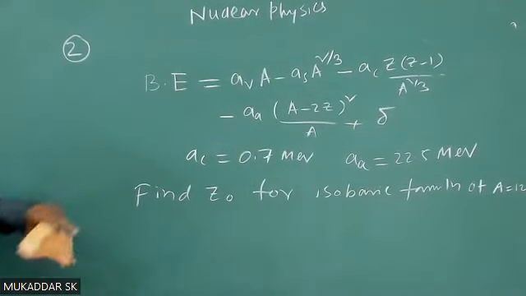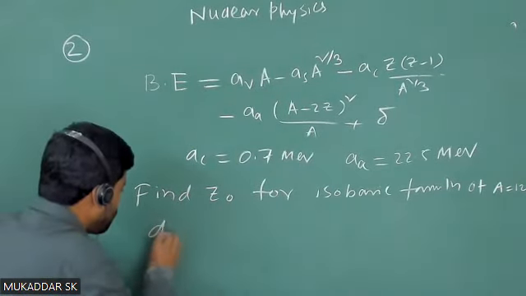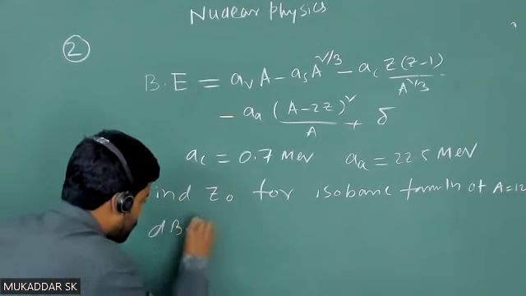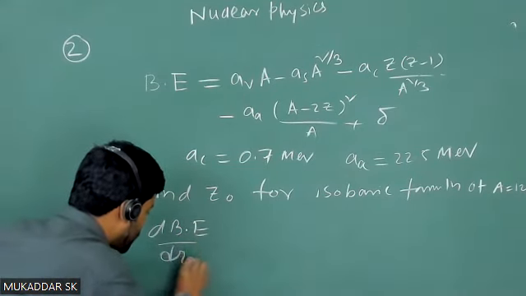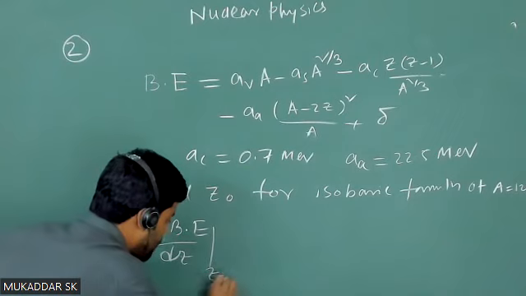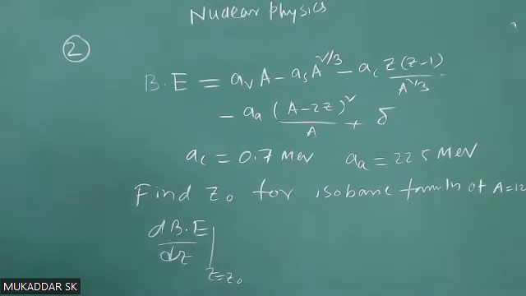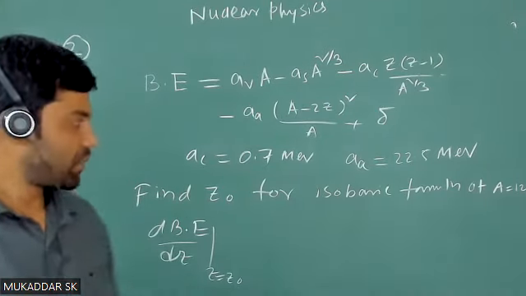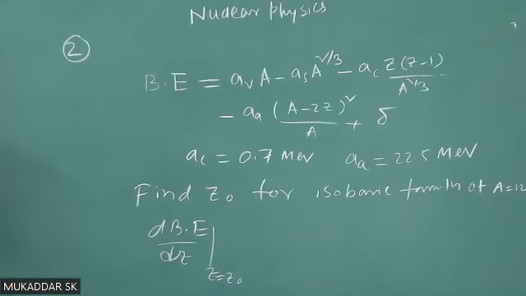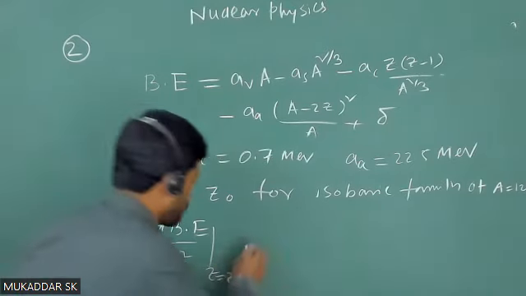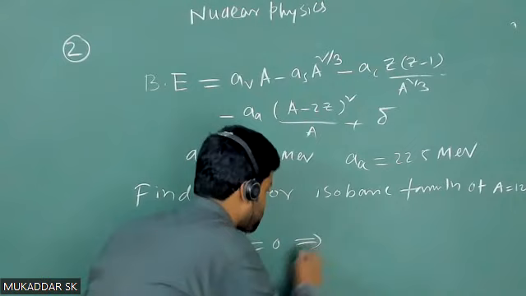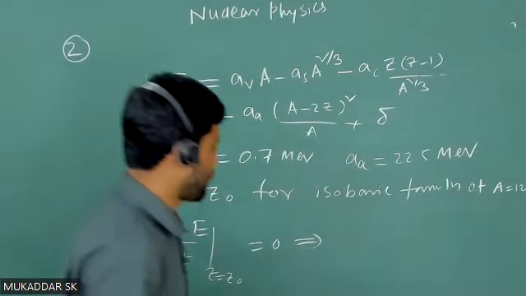Well, so again for most stable, I have to differentiate with respect to Z, and I have to keep Z equals Z naught, because I am assuming Z naught is the atomic number of the most stable nucleus for isobaric family A equals 125. So again, the first two terms will be 0. I am not writing that, it's meaningless. I'll directly write that third term.